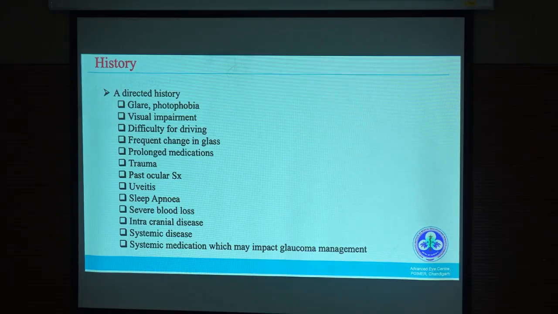Frequent changes in glasses and prolonged medication. Of course you have to ask in the detailed history of glaucoma about any kind of trauma, even 50 years back, past ocular surgery, uveitis, sleep apnea, severe blood loss, any surgery, intracranial disease, systemic disease, as well as systemic medication, which may impact glaucoma management.